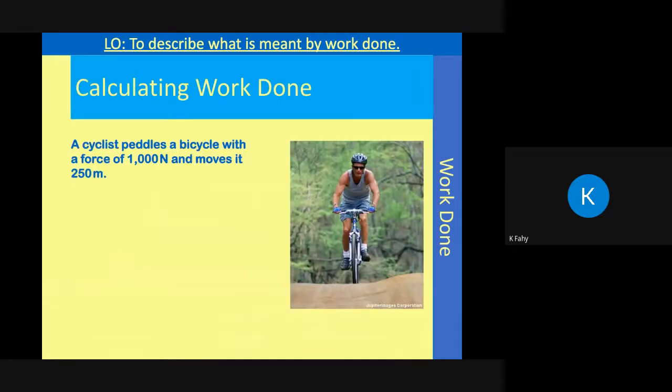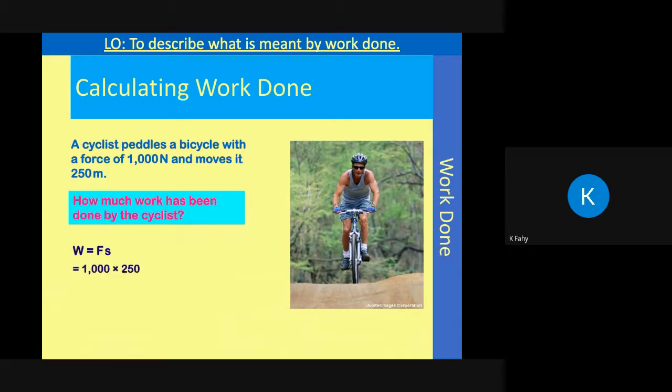So let's try an example together and then I'll give you a few examples to try by yourself. So this first one: a cyclist pedals a bike with a force of 1,000 newtons and it moves 250 meters. So how much work has been done by the cyclist? Write down my equation. Work is equal to force by distance. So that's 1,000 by 250. That's 250,000 joules.